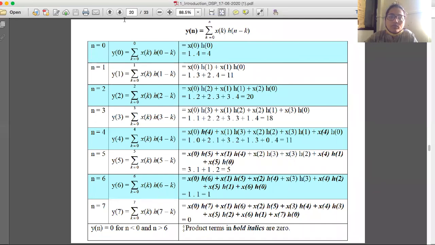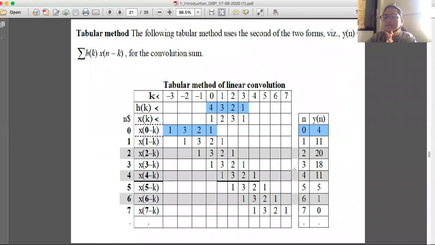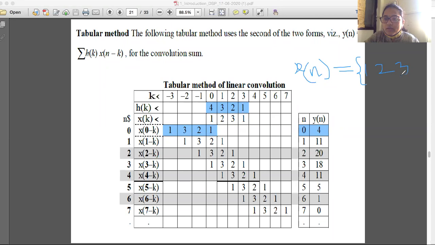Now we will look into the second method, called the tabular method. By using a table, we can find the convolution. Now I have taken the same problem once again. What is my input sequence x of n? I will take the whiteboard. My input sequence x of n is 1, 2, 3, and 1.